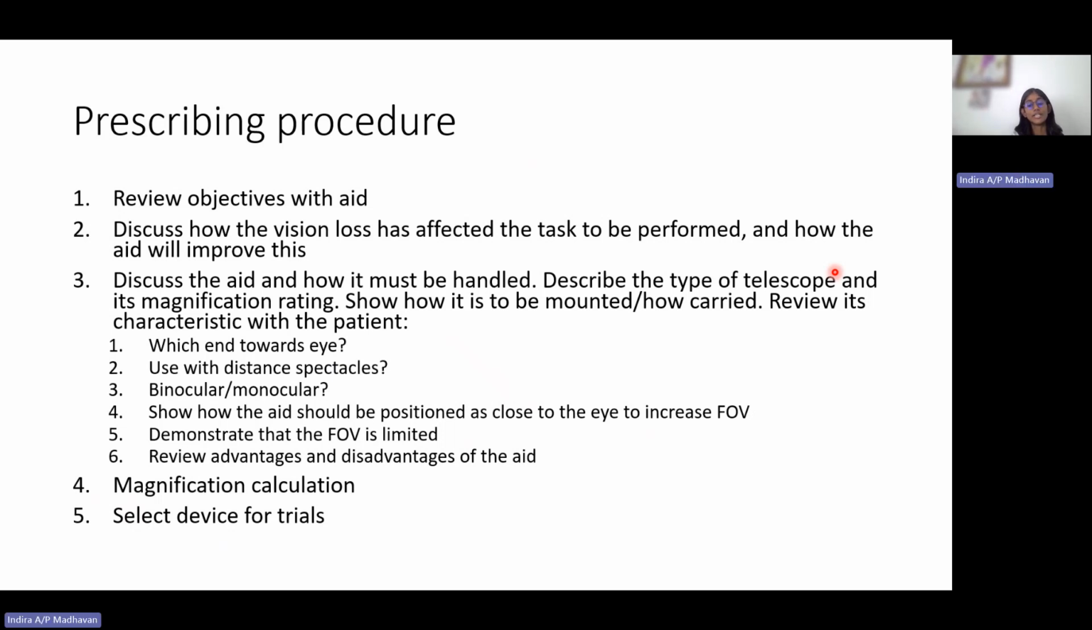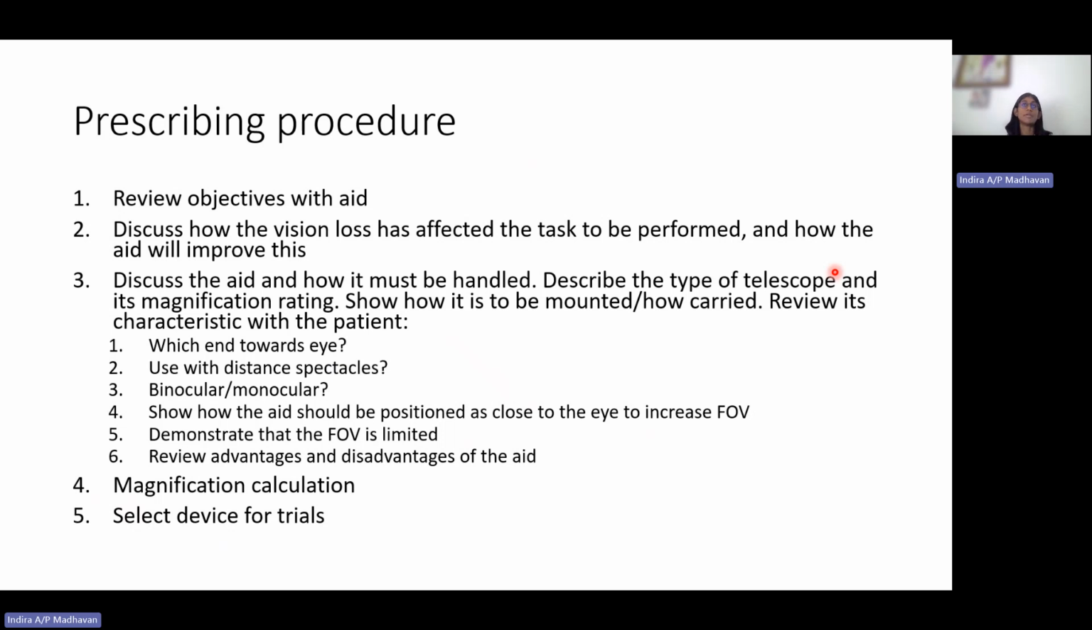Okay, once you have already shown that, the next thing is to demonstrate that the field of view is limited. Let them try, and then explain to them that it is not like spectacles. Also review the advantages and disadvantages of the aid compared to glasses. The field of view, the binocularity, all of that will be affected. Once you are done with all the explanation, you can start with the magnification calculation.